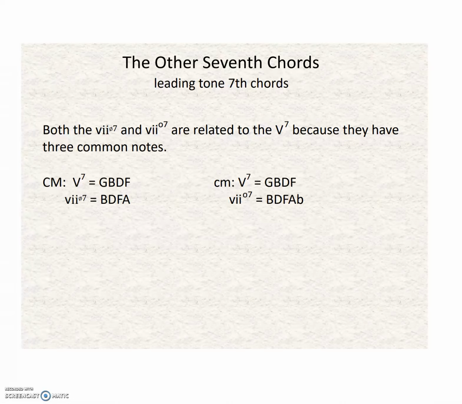First, we're going to talk about leading tone seventh chords. So we're talking about 7-7. Both the 7-7 that's half diminished and the 7-7 that's fully diminished are related to the 5-7, the dominant seventh, because they have three common notes. And so I show you in C major and in C minor, 5-7 is G, B, D, F, and 7-7 is B, D, F, A. So there's one note different between the two.